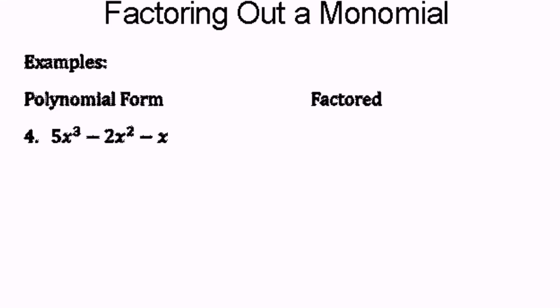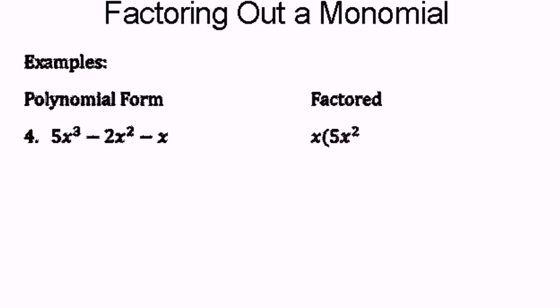Fourth example, 5x cubed minus 2x squared minus x. So it is also a trinomial. Is there a common constant? There's none. How about the variable? X cubed, x squared, and x. There is. The least exponent is x. So therefore, the GCF is only x.